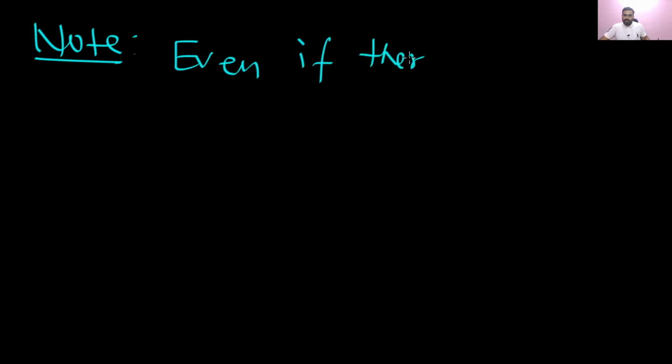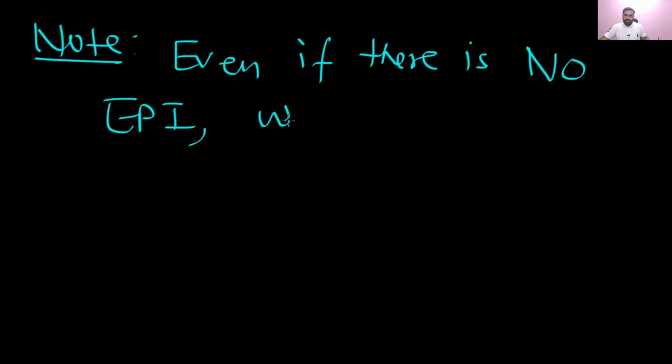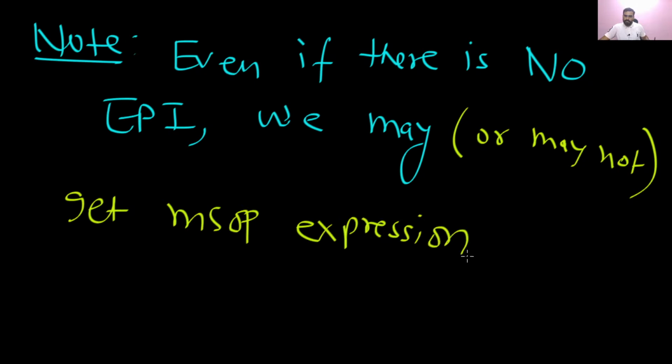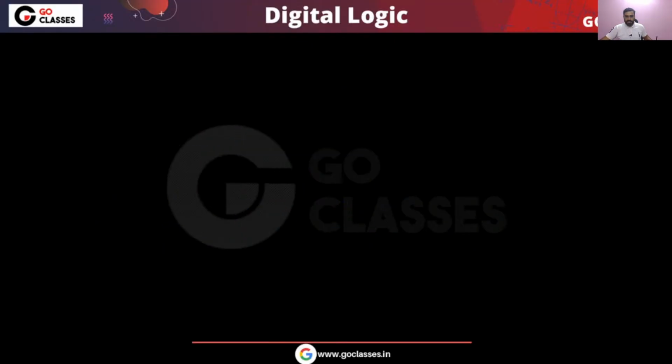Now you can take this note. Even if there is no EPI, we may or may not get a minimum SOP. The same thing holds for minimum POS. Even if there is no EPI, we may or may not get a minimum SOP or minimum POS. So that's it. This is your question.